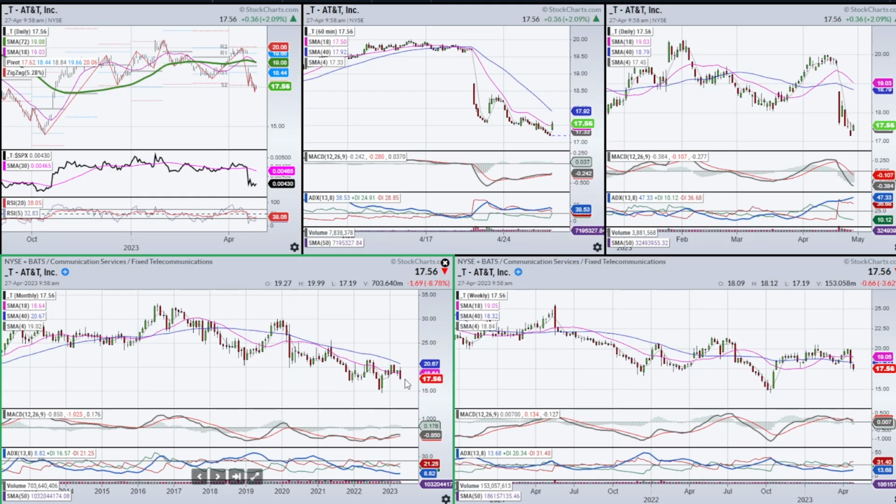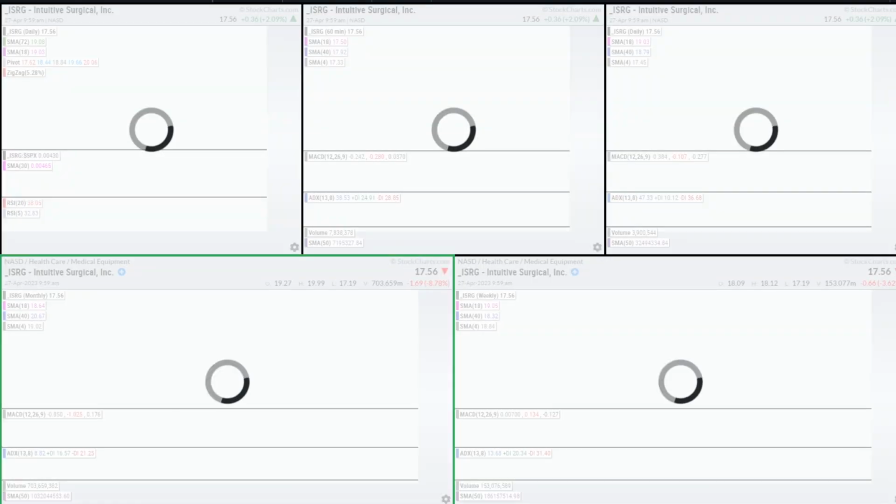AT&T still has a declining 18-month. We cannot get through. Every time it tries to climb through it, it gets back below. It hasn't been able to stabilize here. I think this is going to need to get above 20 now to really turn things around. Don't go to a new low, make a higher low, and then get back through 20. And then I think this could look a little bit more interesting.